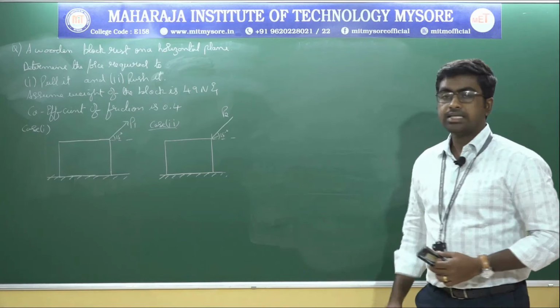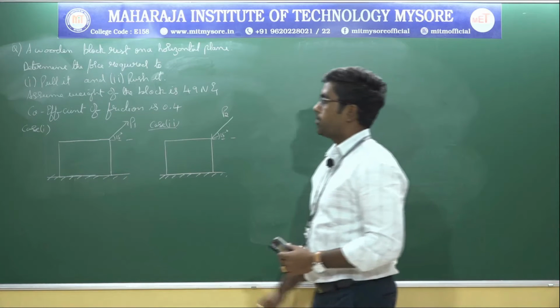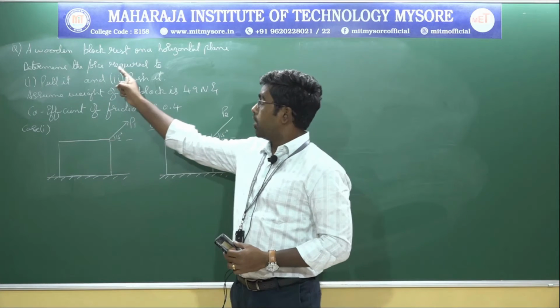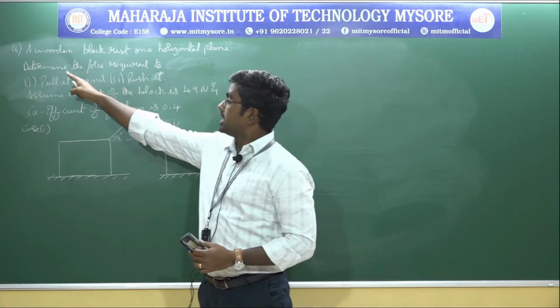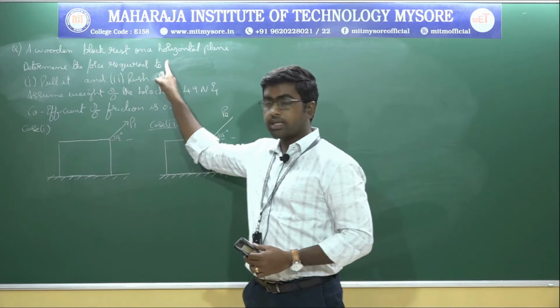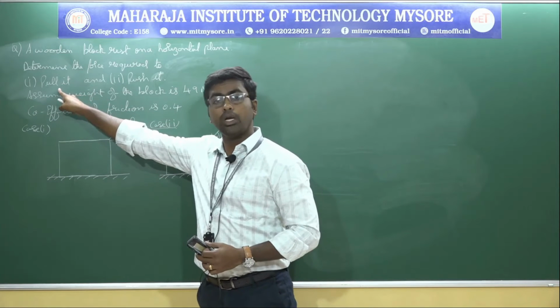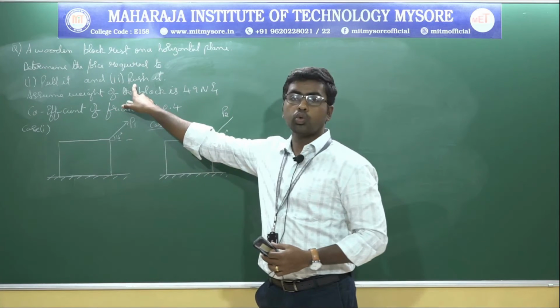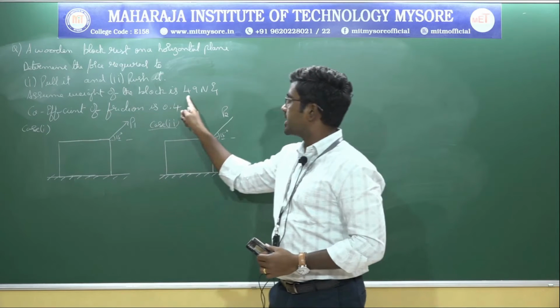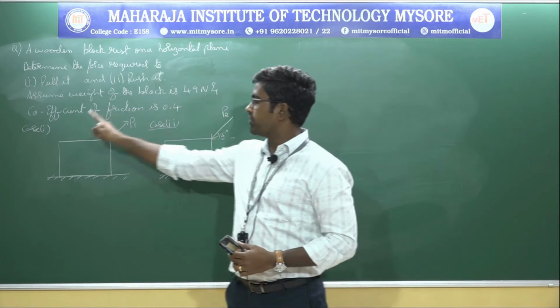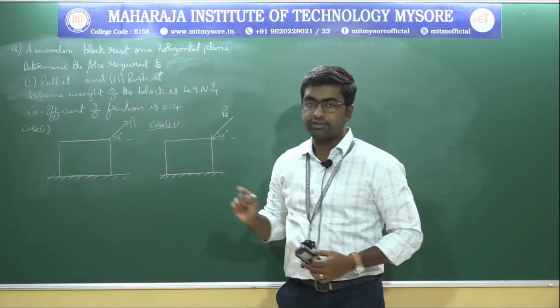So let us move to the second problem. In this problem, a wooden block rests on a horizontal plane. Determine the force required, case number 1, to pull the block, case number 2, to push the block, right? Assume the weight of the block is 49 Newton and the coefficient of friction is 0.4.